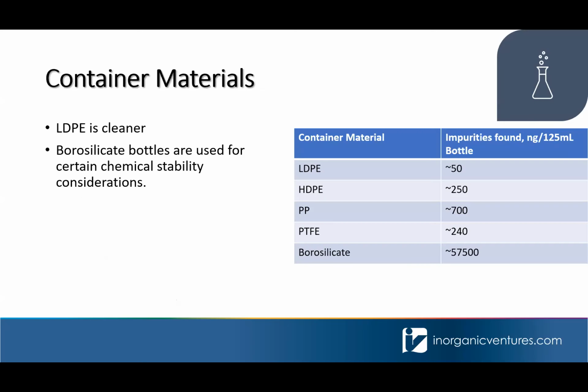So virtually all Inorganic Ventures products are packaged in either low-density polyethylene, LDPE, or borosilicate glass containers. So we've done our own studies on 125 ml bottles, and the table shows the level of impurities that we found in the different container materials. So this is something that you could be aware of when you are preparing your own calibration solution. So it's not necessary to use the expensive Teflon bottles based on the data that we have found in this particular study.